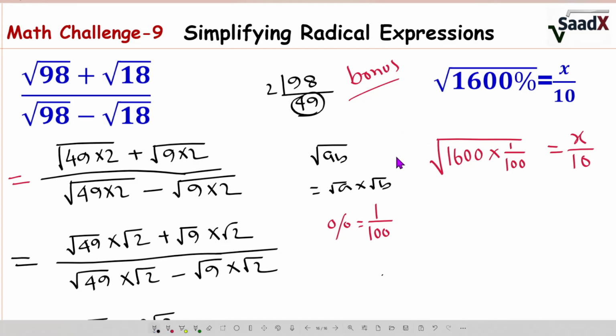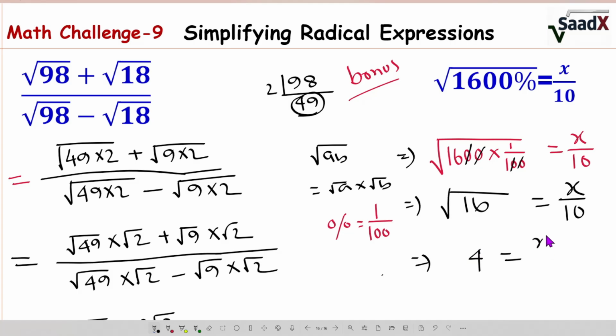So if you have any confusion, please clear your confusion. So we can divide this one by 100, so 0 and 0, 0 and 0 out, here is square root 16 equals x by 10. So root 16 is 4 and here is x by 10. Now very simple, as per cross multiplication, x equals 4 times 10 is 40, and this is our answer.